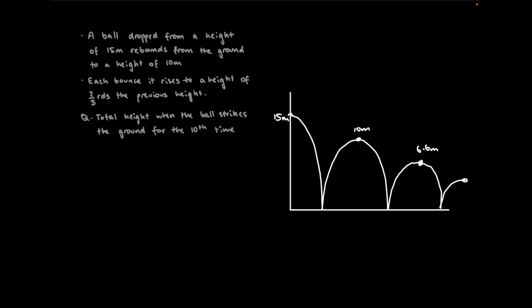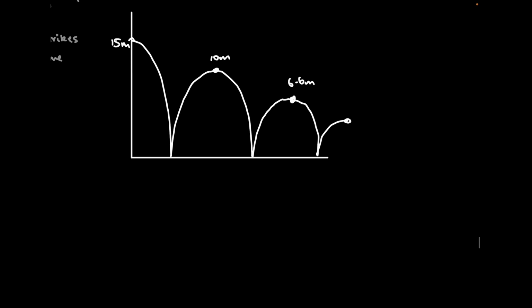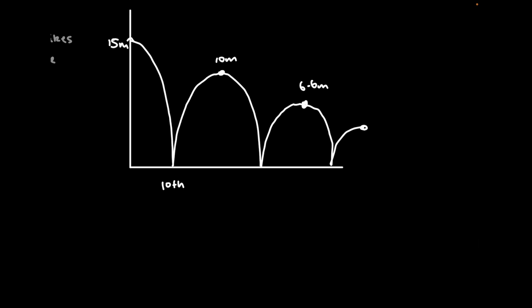So you need to find the total height when the ball strikes the ground on the 10th time. What this question is really trying to ask you is, what is the total distance traveled by the ball once it has struck the ground on the 10th time? And I'm going to split this question up into two different parts.